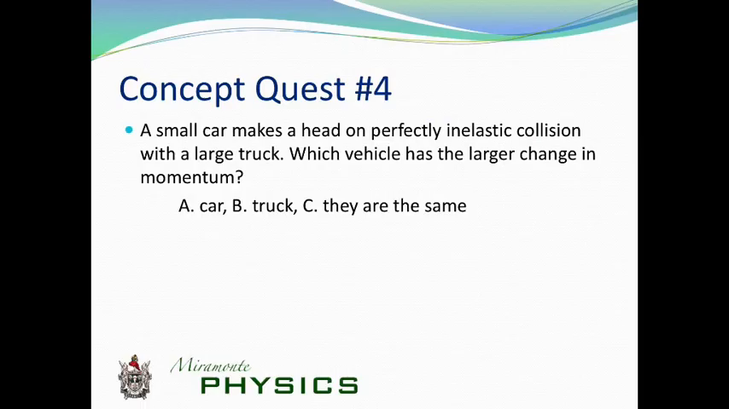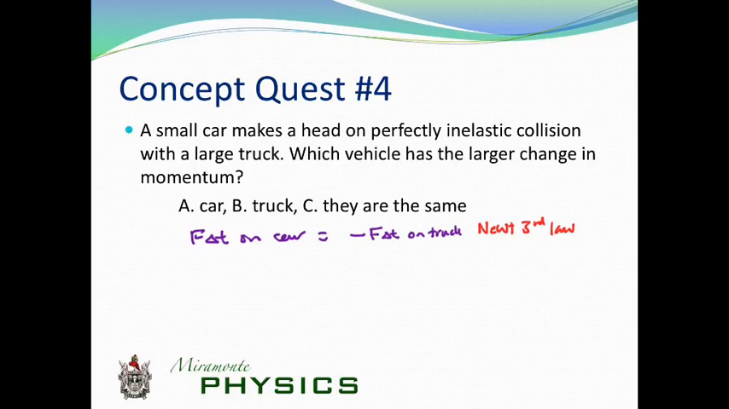Okay, moving on. A small car makes a head-on, perfectly inelastic collision with a large truck. Which vehicle has the larger change in momentum? A couple ways to think about this. Here's the first way. If you think about a car and a truck crashing into each other, there are going to be extreme forces. But the forces that each feels are going to be equal and opposite because of Newton's third law, and the delta T is going to be the same as well. So the F delta T, the force on the car over the period of time, is going to be exactly equal and opposite to the F delta T on the truck.